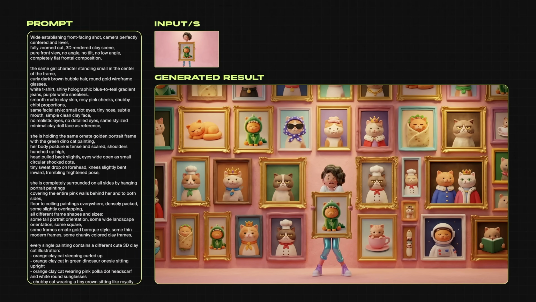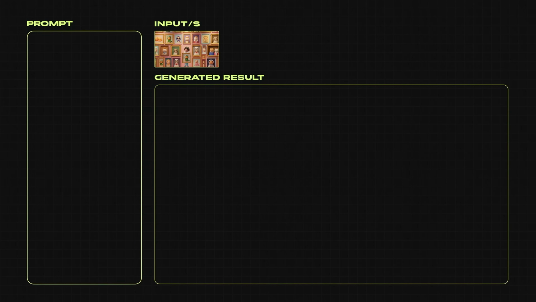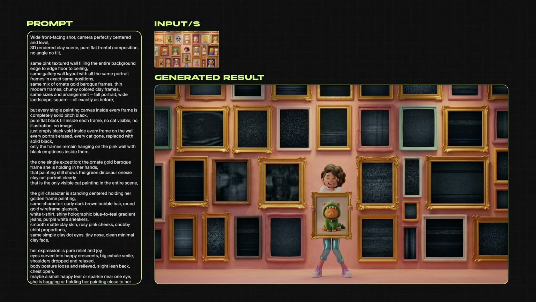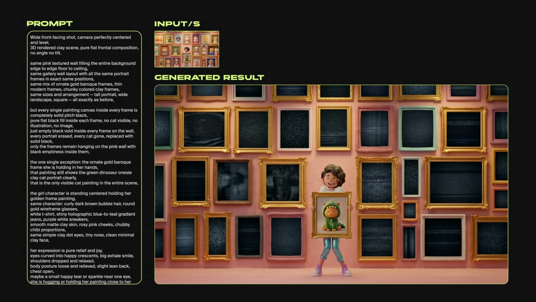How cool is that? For the next scene, we'll keep the same idea, but now the frames are black. This should be very easy for Nano Banana to understand. And here it is, ready to go. Now let's move to a third environment.